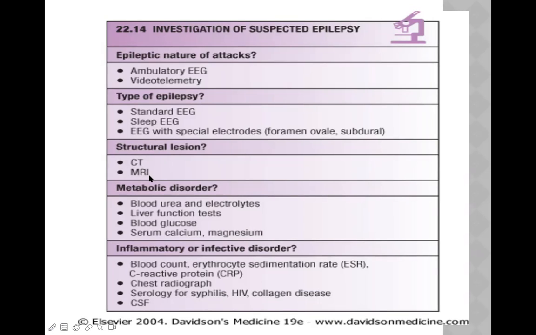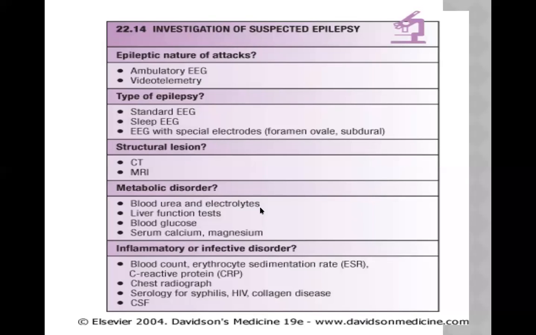CT and MRI are important investigations which will tell us about the etiology or cause of seizure. If it is because of a metabolic disorder, then we need to order tests like blood urea and serum electrolytes. Probably the kidneys are abnormal, and as a result of abnormal kidney function, the seizure may occur. Now, can you tell me what is the relation between kidney function and seizure? What is the mechanism why seizure comes in kidney function disorder?